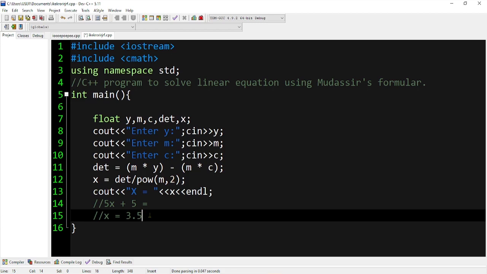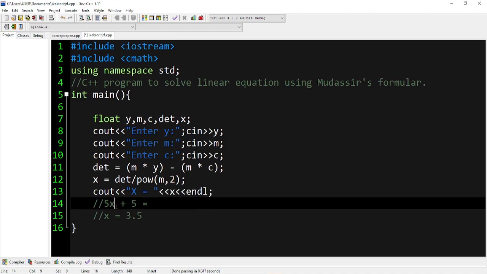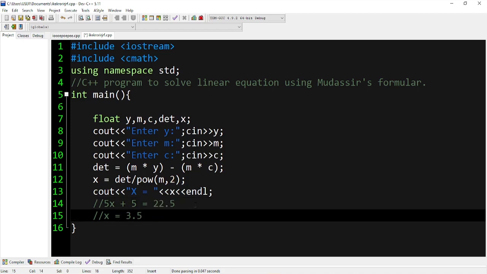350 divided by 2 is 175. 175 divided by 10 is 17.5. So 17.5 plus 5 is 22.5. So 5x plus 5 equal to 22.5, so our x will be 3.5.